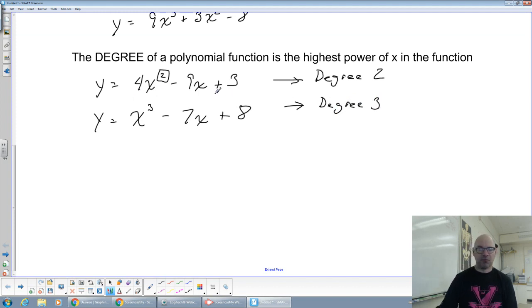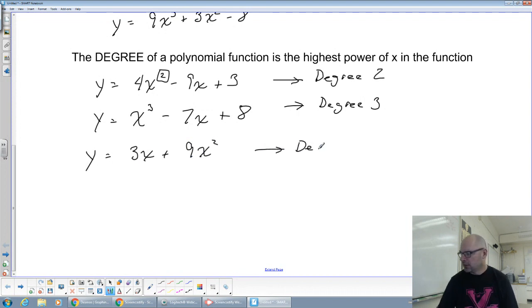Okay, we always go in ascending order of x's when we organize it, but sometimes if it's written like this, 3x plus 9x squared, this would be degree 2, because this is still the highest power of x. Okay, so that's what degree means. Leading coefficient is the next thing we'll look at.